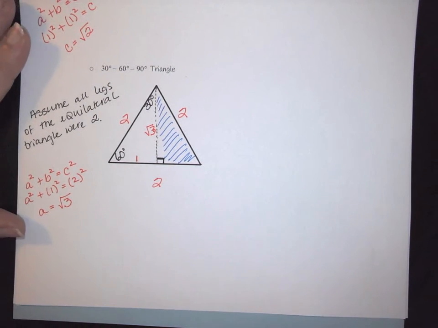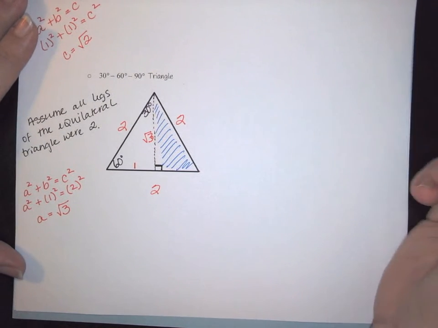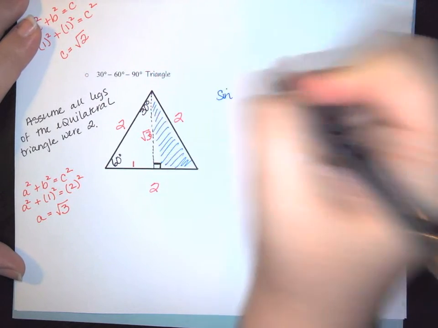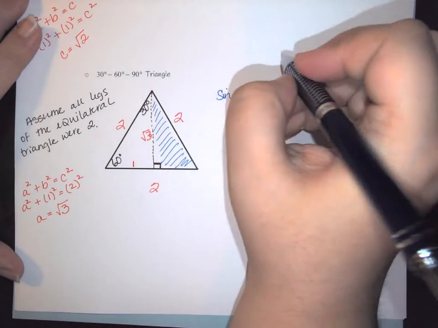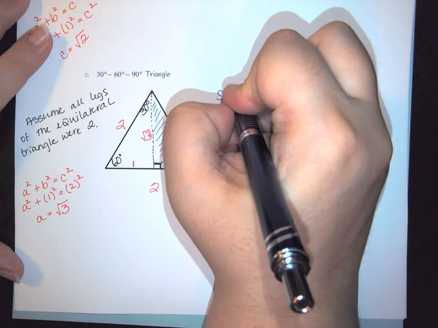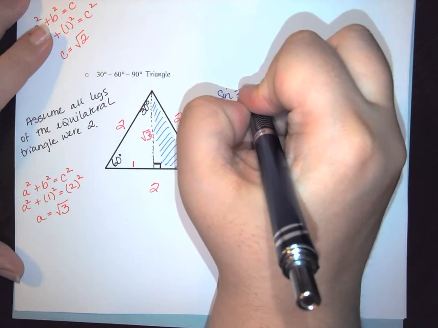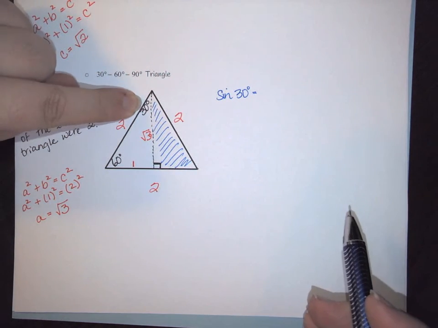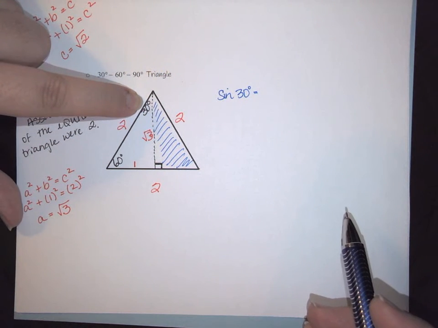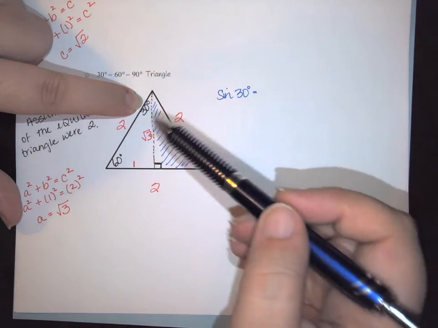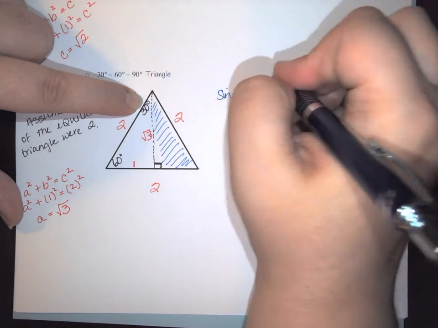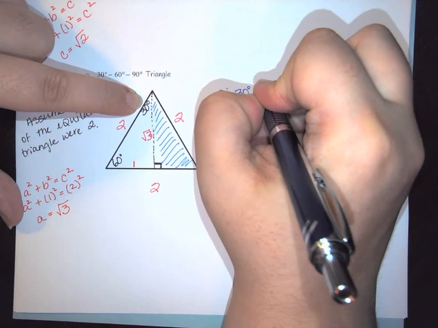Just like before, once you know what all of your lengths are, you can actually give your trig ratios. So we're going to start again with sine, specifically the sine of 30. We're going to use this 30 right up here as our reference point. With the sine of 30, we have opposite over hypotenuse. So this is going to give us 1/2.